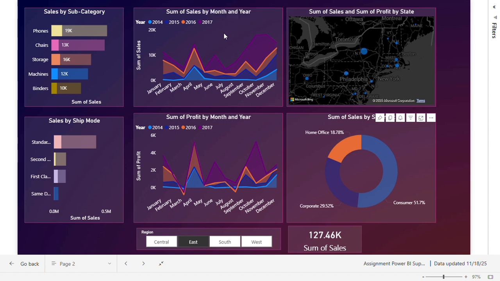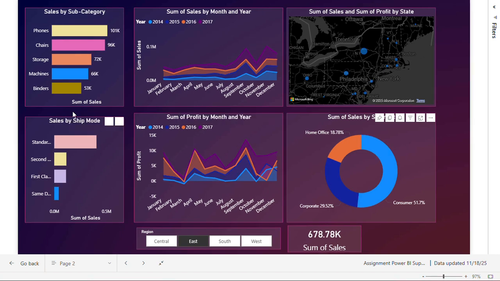overall. So what are the recommendations we can take from this? Create targeted marketing strategies for each segment. Also, we can offer loyalty rewards for repeat home office buyers. Also, we can use data driven discounting for the consumer segment.